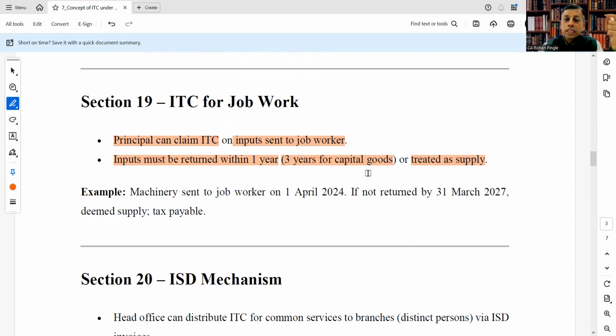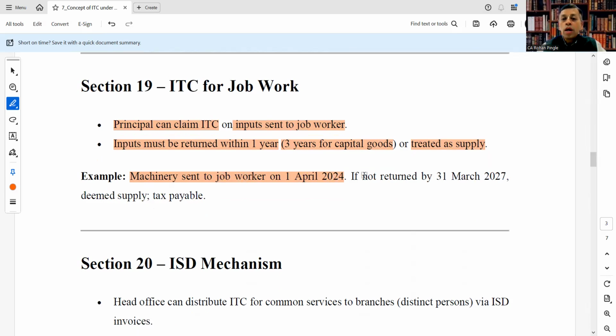ITC for job work: the principal can claim ITC on inputs sent to the job worker, but what is the condition? Inputs must be returned within 1 year, and in case of capital goods it is 3 years; they must be returned or treated as supply. Example, machinery sent to job worker on 1st April 2024, if not returned by 31st March 2027, deemed supply, taxable supply.